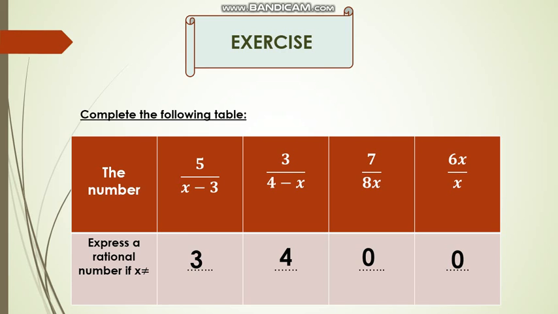So if it is 5 over x minus 3, or 3 over 4 minus x, or 7 over 8x, or any number as numerator over x minus a number, or a number minus x, or plus whatever, it is a rational number if x is not equal to a value. You will choose the denominator, the bottom part, x minus 3 not equal to 0, and you will find the value of x not equal to what, or for x minus 8, or 4 minus x, whatever, you will choose the denominator.